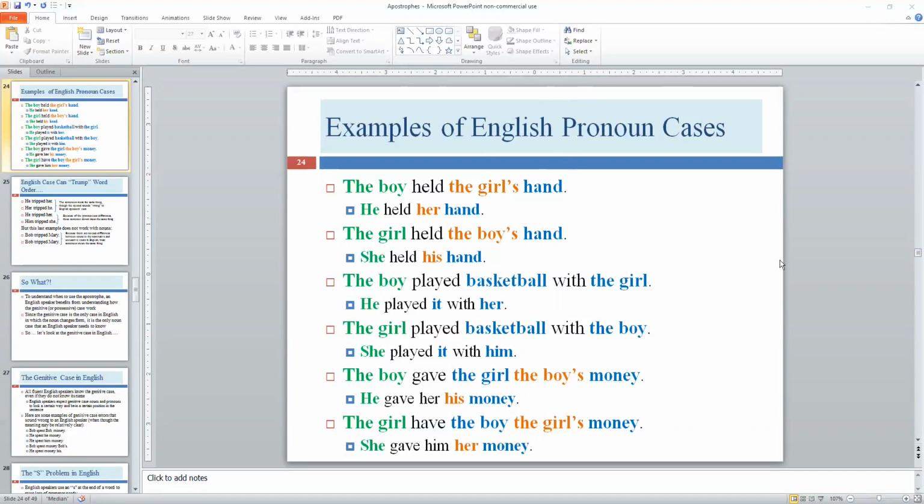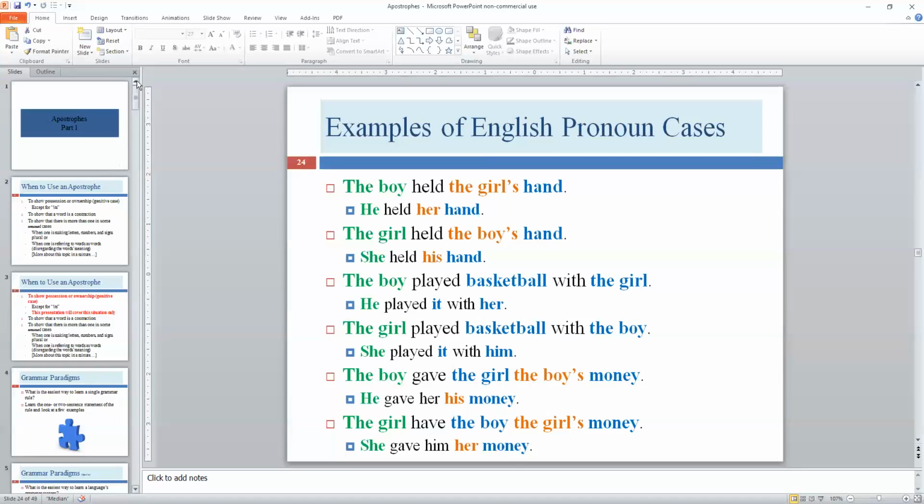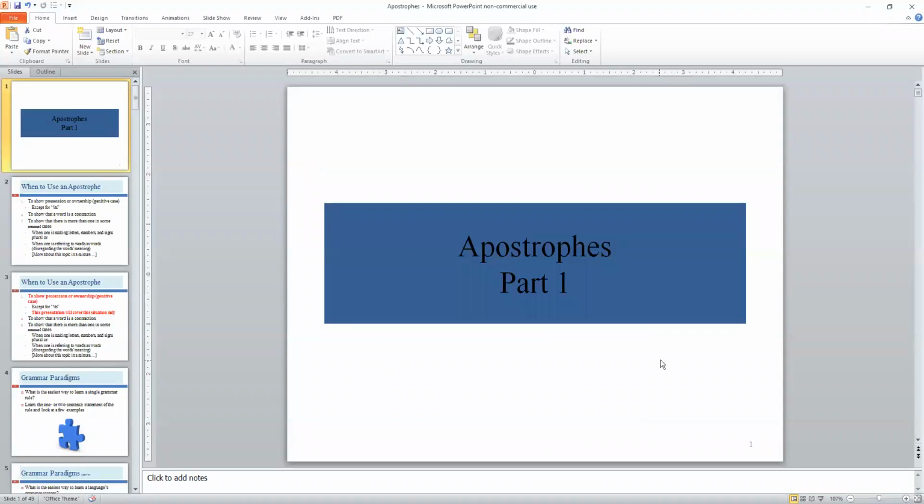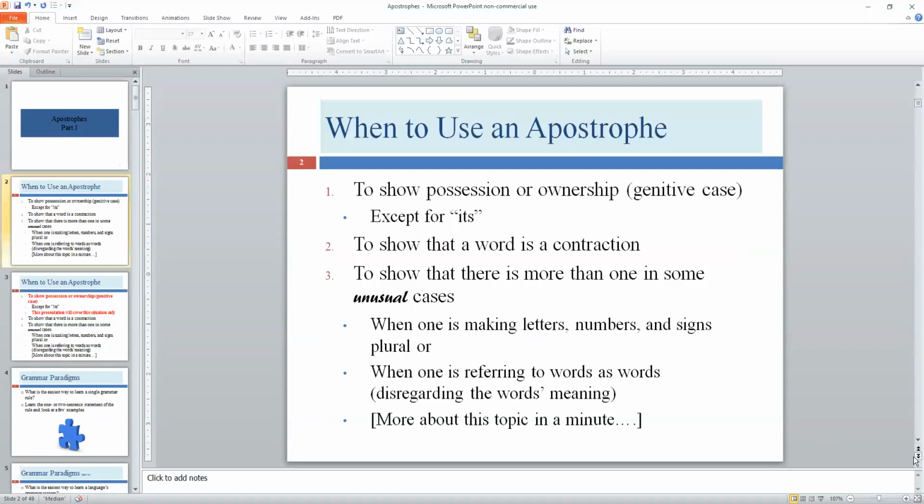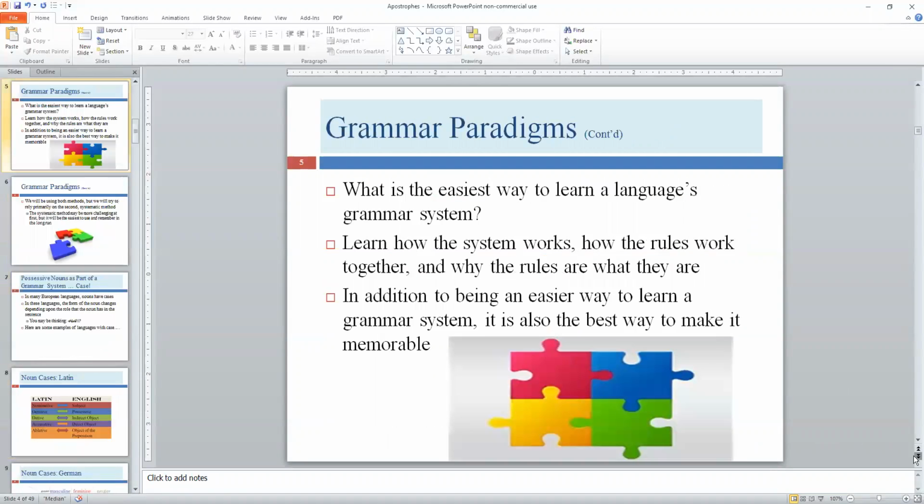Let's do a little bit of a refresher and then dive into new content. We're talking about apostrophes today, and there are three main times that we use apostrophes in written English. The first is to show ownership or possession, and that's what this presentation is going to cover. So let's go forward.